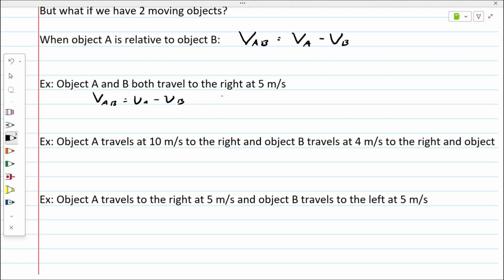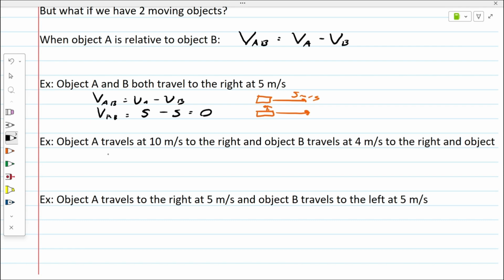If we plug in 5 meters per second, since they're both to the right, they'll both be positive in this case. VAB will equal 5 minus 5, which will be 0. And if we think about this conceptually, let's say you and your friend are in a car, and you're both traveling at 5 meters per second. If you look out the window to your friend in the car, you don't see any velocity change between you guys. So that's what that relative velocity is showing, that there's no change in velocity between you.